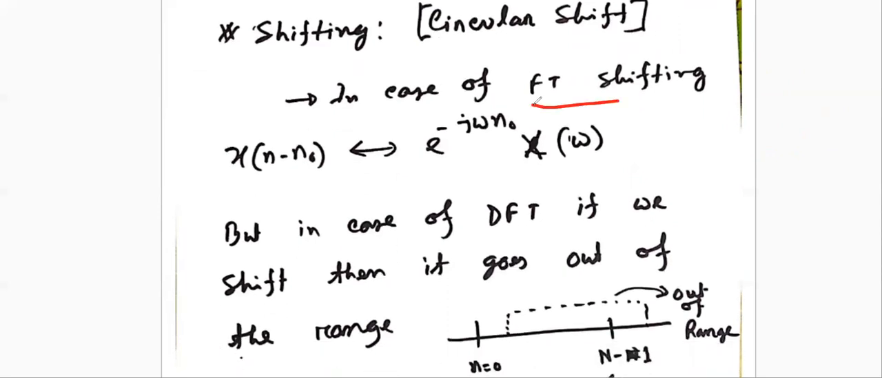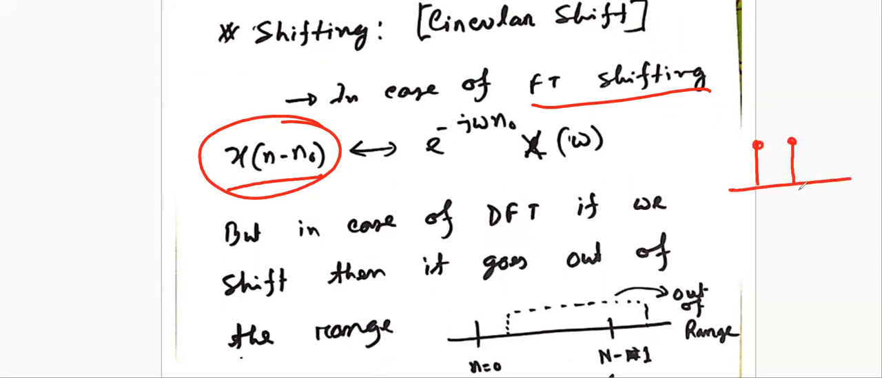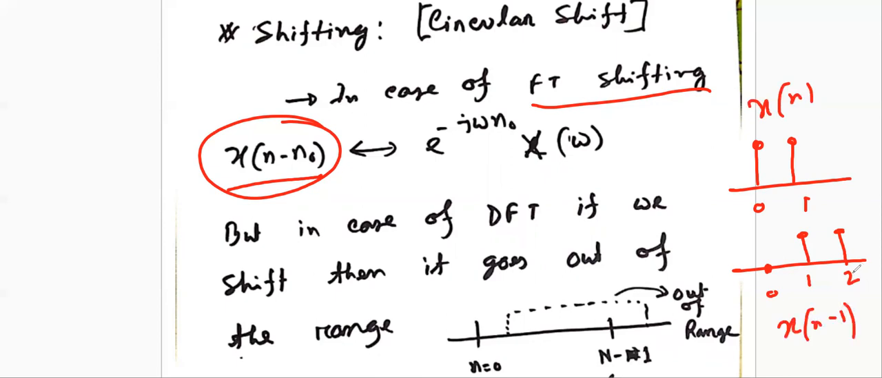In case of Fourier transform, we have the shifting. This is the time domain shifting. So we are shifting the signals. If we have two samples here, 0 and 1, and we want to shift it one sample to the right, what will happen? It will shift like this, to 1 and 2. So this is x[n] and this is x[n-1]. That is the shifting. This is for the Fourier transform.